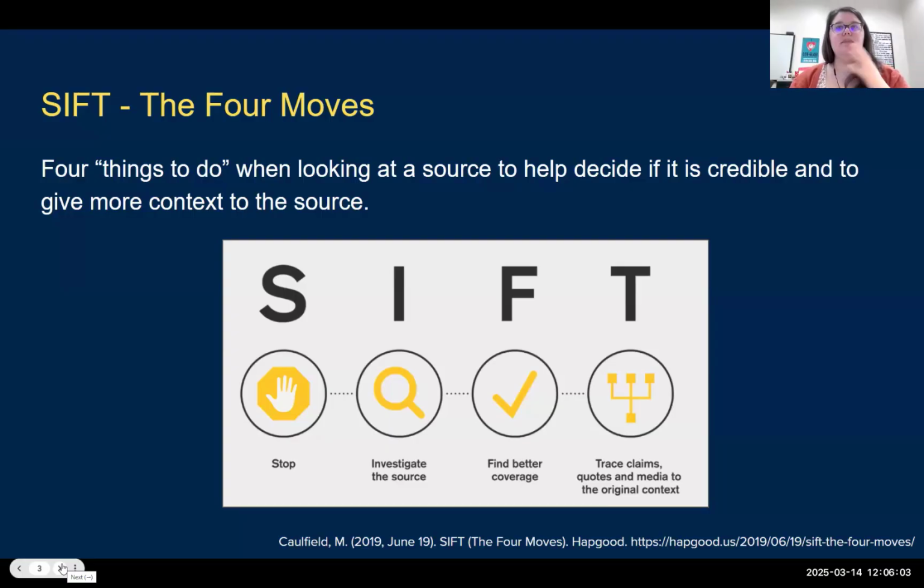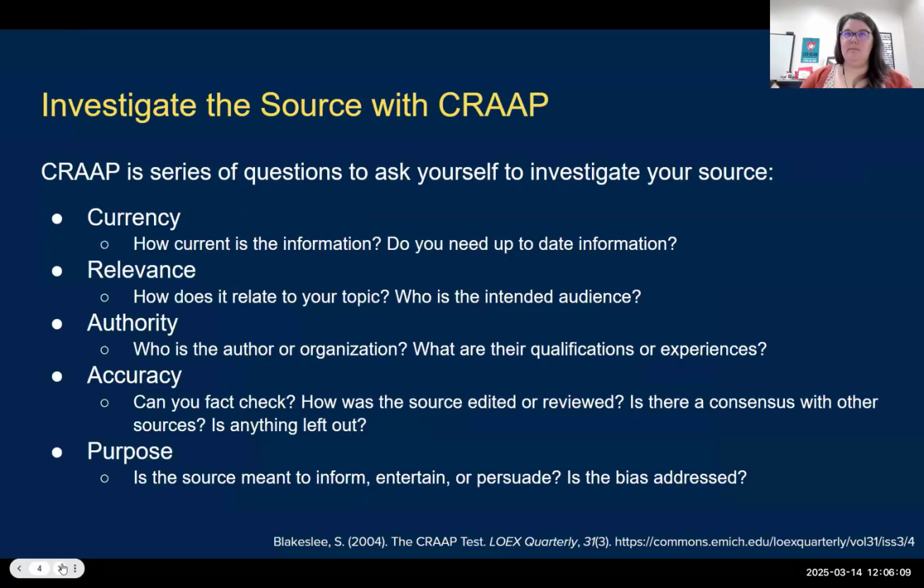But when you're investigating this source, a lot of the time people are familiar with the CRAP method, which is just a series of questions to ask yourself, right? How current is it? How relevant is it, again, to your topic, but also to the audience that you're talking to. Who wrote it? What are their qualifications? Can you fact check it, right? And what is the purpose? Is it entertaining? Is it persuading? Is it trying to sell you information? Is that bias addressed? Okay.